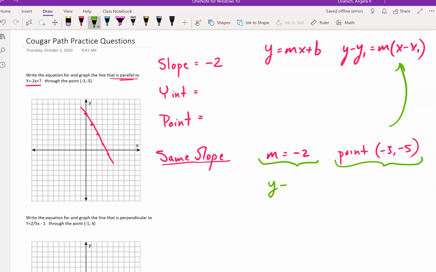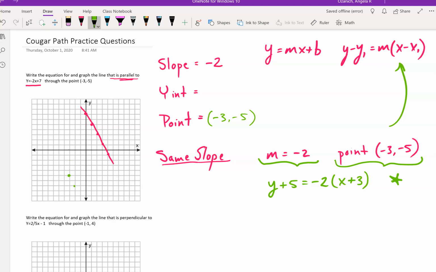We're going to do y minus your y-coordinate, which is negative 5. So that's going to be a plus 5, equal to negative 2 times x minus a negative 3. When we subtract our negative 3, that's going to be positive. And that's it. You've written an equation for the line. That was the point that we used, this (-3, -5) point. Some of you might like to actually graph that point. So let's try it. 1, 2, 3, negative 3, 1, 2, 3, 4, negative 5.